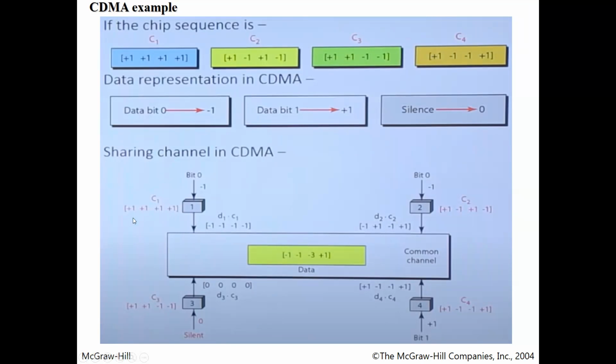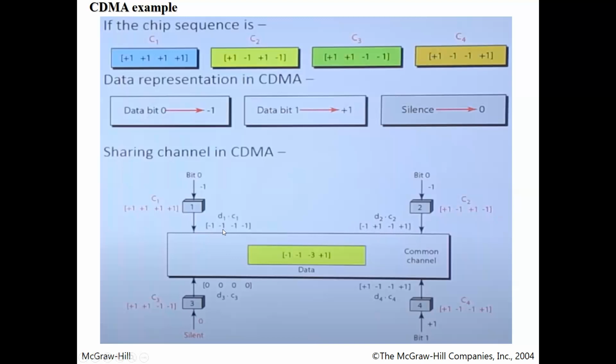So what exactly is happening? Every station's bit representation is going to be multiplied with the unique code. Let's take one example. If station 2 has bit 0 to transmit, that is represented by -1, because all zeros are represented by -1. Now this -1 is going to be multiplied with the unique code assigned to station 2. So -1 multiplied by +1, -1, +1, -1 will result in -1, +1, -1, +1.